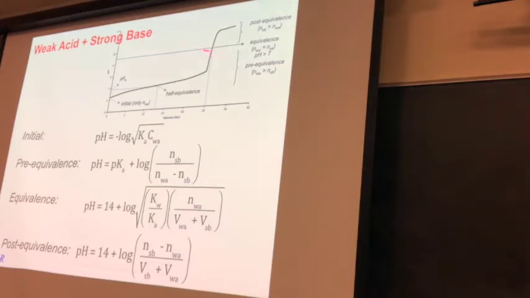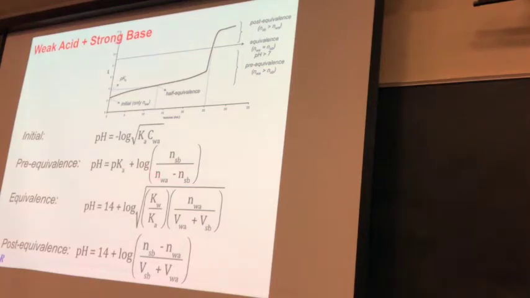In the pre-equivalence region, where the moles of what you start with are greater than what you're adding, so NWA, moles of weak acid, greater than moles strong base, in this region now, it's acting like a buffer. And in this equation right here, this is a type of the Henderson-Hasselbalch equation. Now in Henderson-Hasselbalch, it was pH equals pKa plus log base over acid. And in this kind of titration, you're adding a strong base to a weak acid.